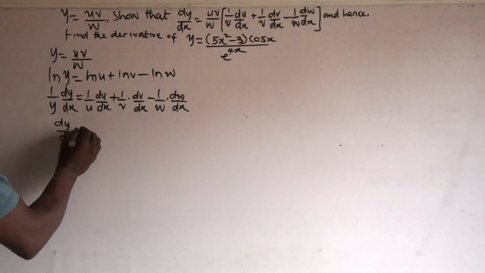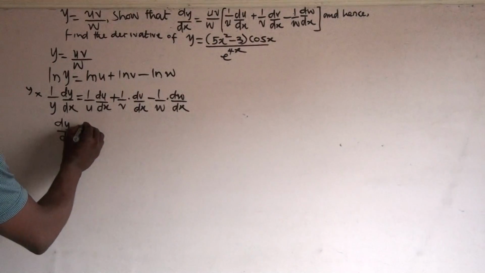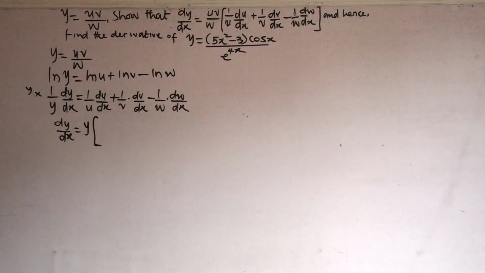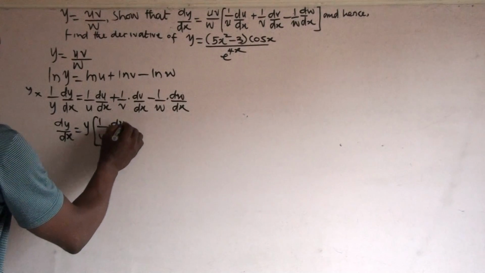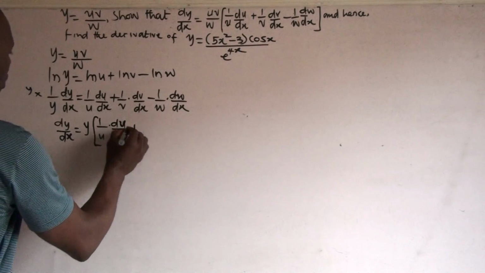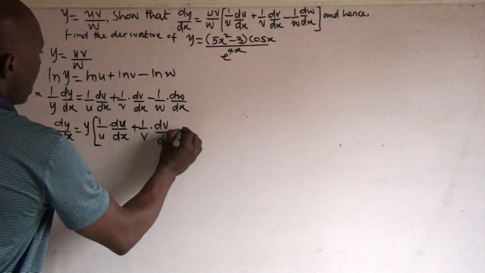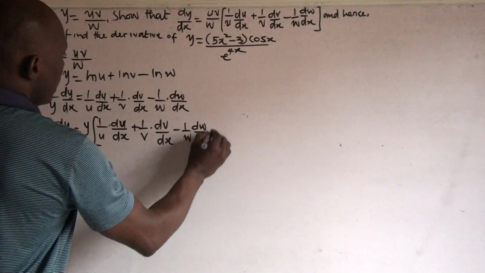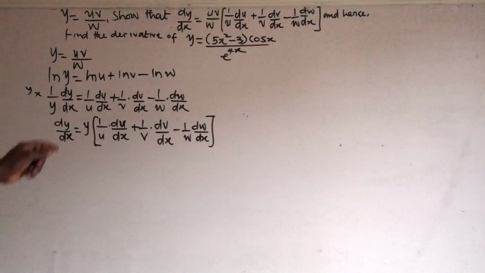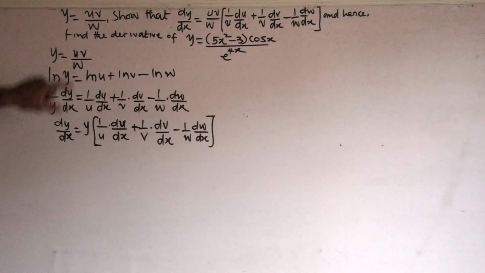over dx becomes y, where we multiply both sides by y. So this y will be off, and here we have y open bracket, 1 over u times du over dx plus 1 over v times dv over dx minus 1 over w, dw dx. So we close that bracket. But if you recall, your y is an expression, and the expression is equal to uv over w.